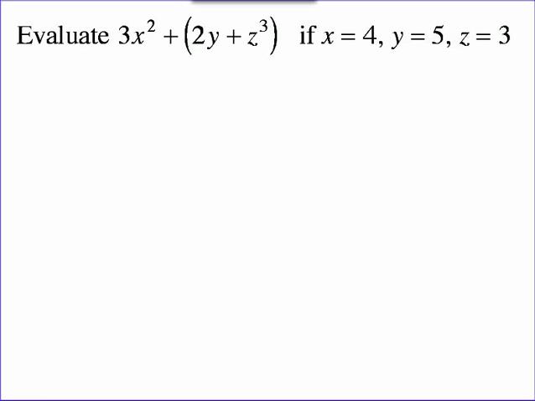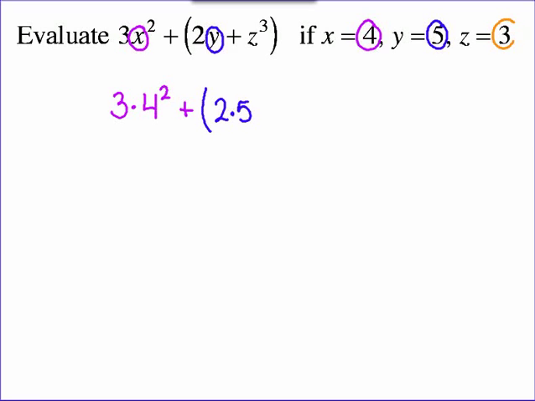All I'm going to do is wherever I see an x, I'm going to put 4. So I see an x right here, so that means I'm going to put a 4. So really I have 3 times 4 squared. Now wherever I see a y, I'm going to put a 5. I see a y here, so I've got to put a 5. Next one. Wherever I see a z, I'm going to put a 3. So now this is just a problem that we got done doing before. So we're going to go through and solve that.